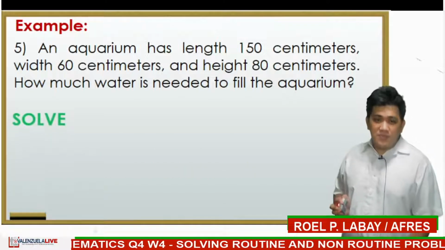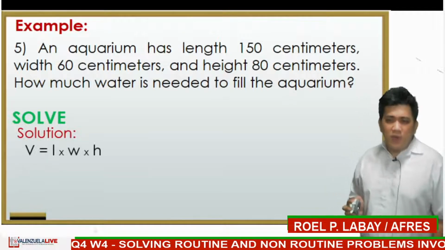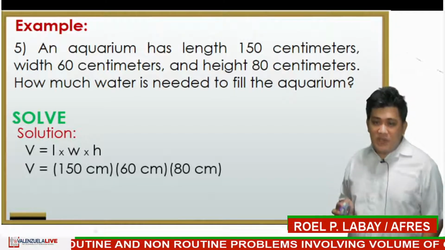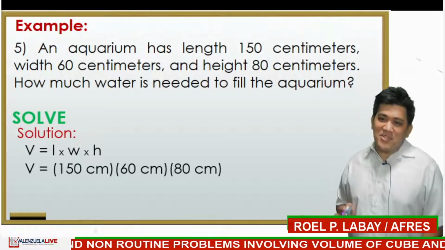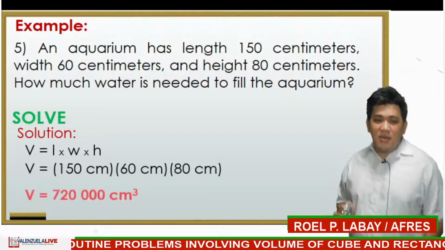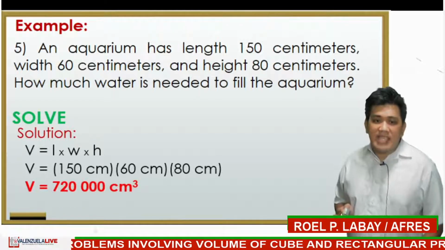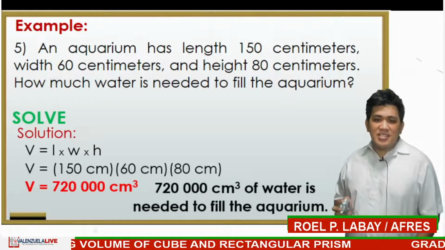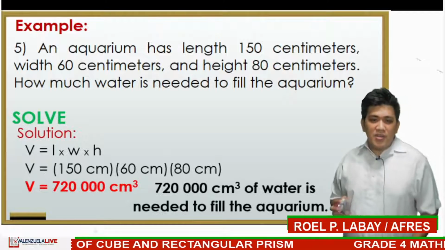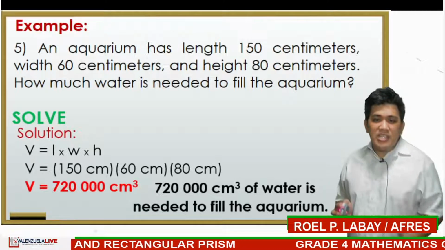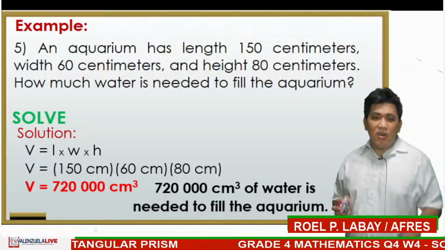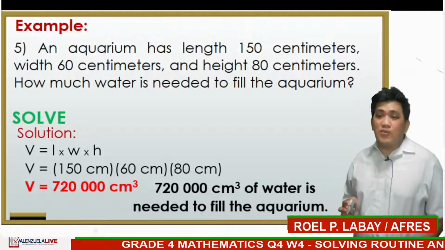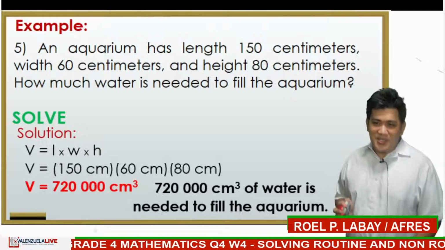And then we solve. Solution will be the volume is equal to length times width times height, the formula, and the volume is equal to 150 centimeter multiplied by 60 centimeter multiplied by 80 centimeter, and the product is 720,000 cubic centimeter. Therefore, the volume of the aquarium is 720,000 cubic centimeter, or simply 720,000 cubic centimeter of water is needed to fill the aquarium.